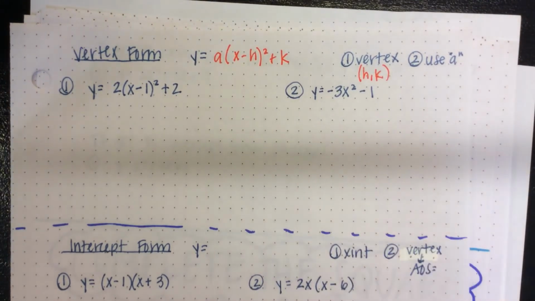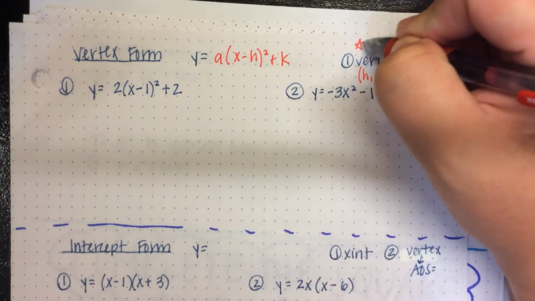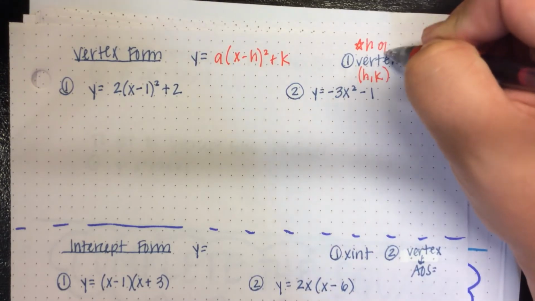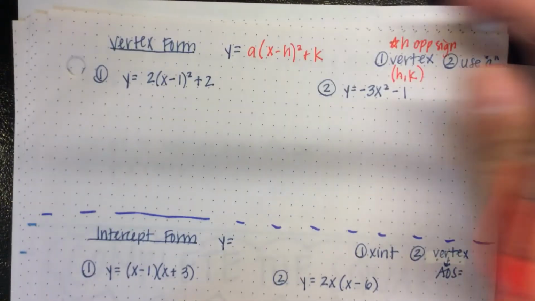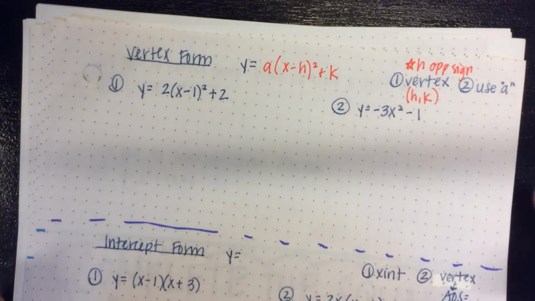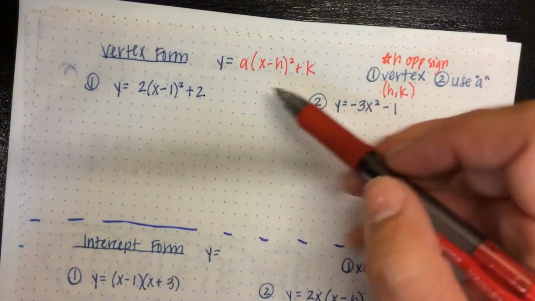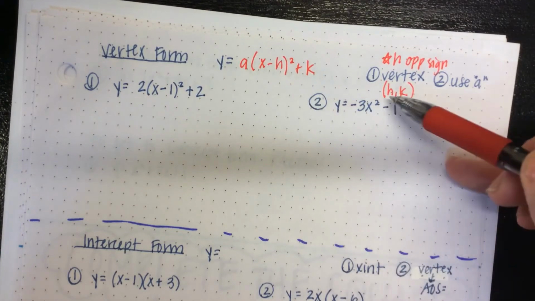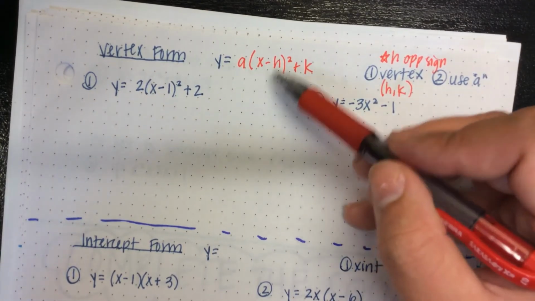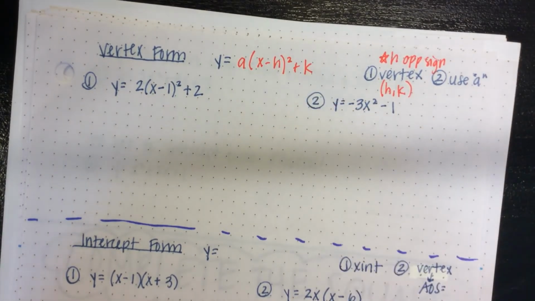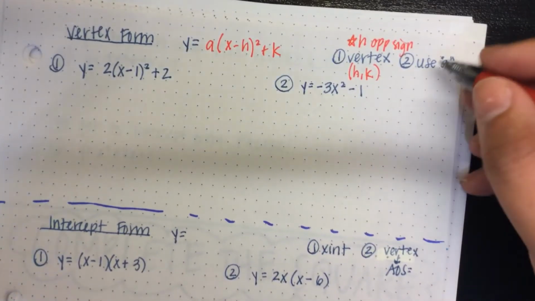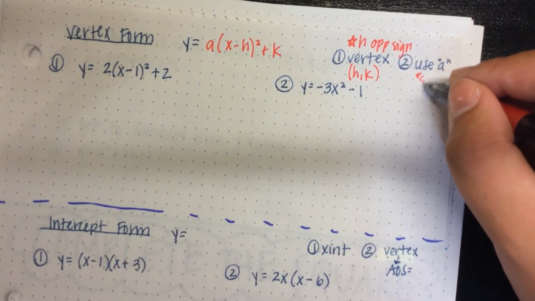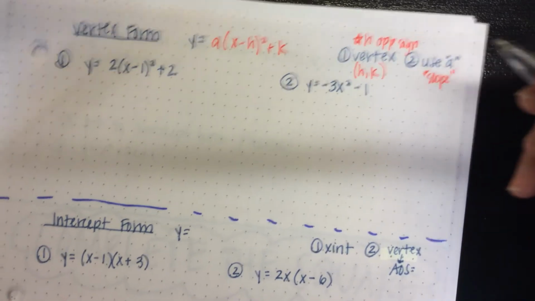Now, something special about h. h is always the opposite sign. Remember we talked about our parentheses. When you take something out of the parentheses, you change the sign. Well, h is in parentheses, so when I take it out of my equation to put it as a point, I have to change the sign. And then we're going to use the a value to figure out the rest. It's going to be kind of like a slope, and we'll talk about that one in a second.